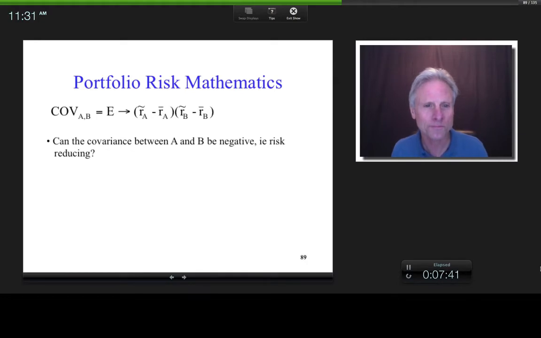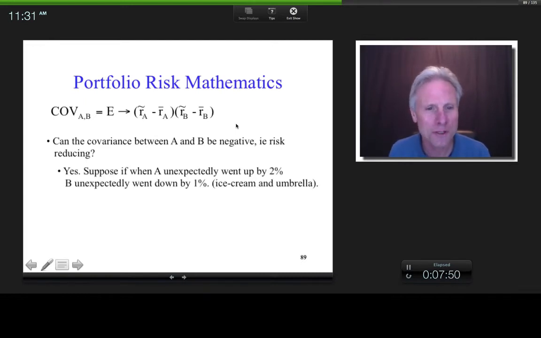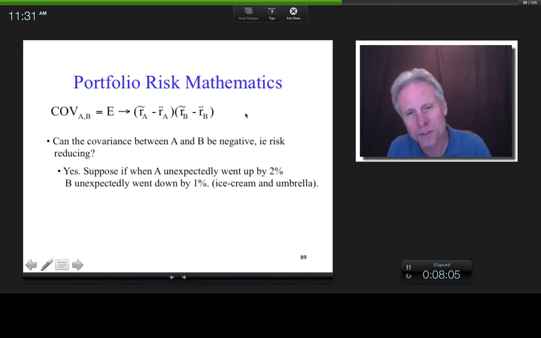So, can covariance between A and B, can this event be negative? It can, right? So for example, with the umbrella and ice cream, maybe this went up by 2% and this went down by 1%. So it'd be a plus times a minus, and it would be negative. And so it's really easy to teach that the risk interaction is risk reducing when you have a negative number, because people intuitively think of 0 as the benchmark.